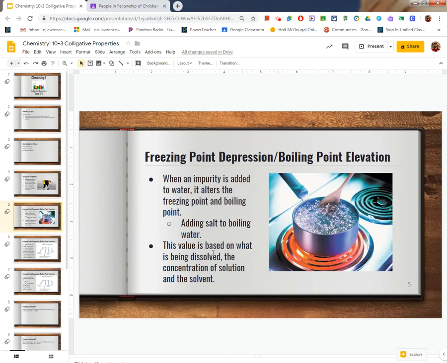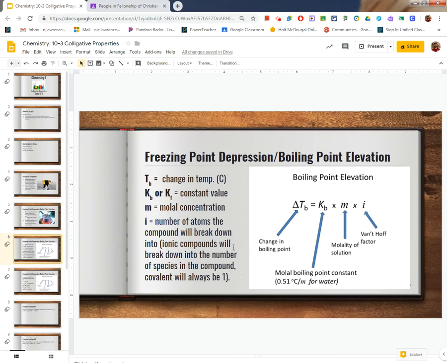And so again, this concept, the depression or elevation of the boiling point or freezing point, depends on the concentration of the solution. These values can be easily calculated with this given equation. Look at this equation. It's a pretty simple, straightforward equation. It tells me the change in temperature equals this constant times the molality of a solution times what's called the Van't Hoff factor.